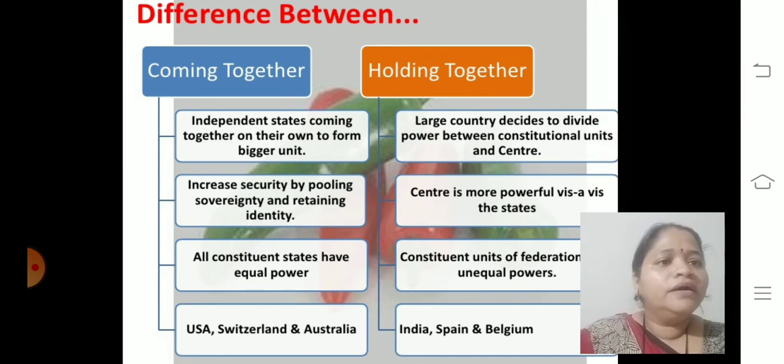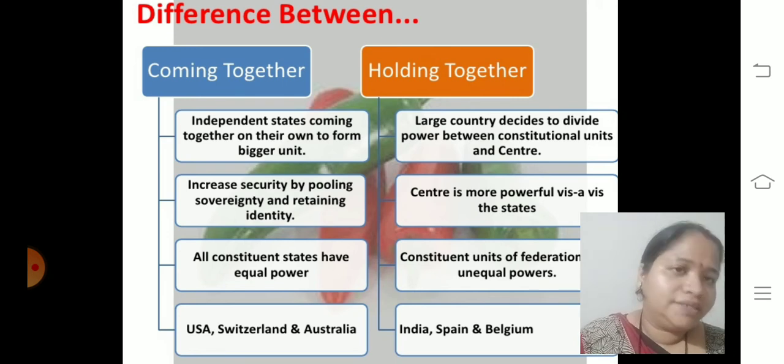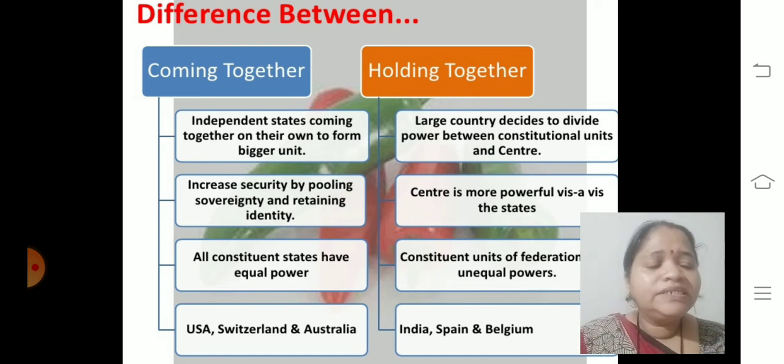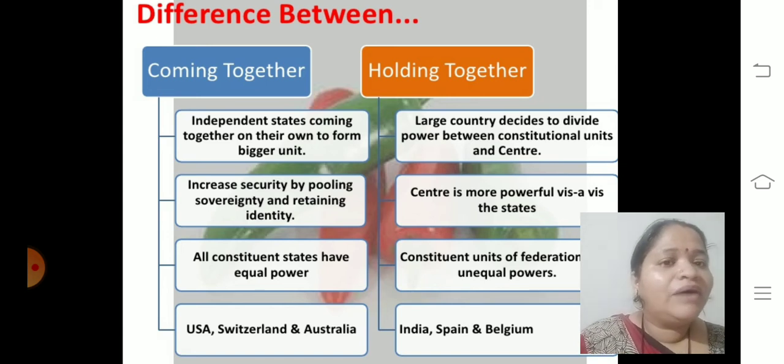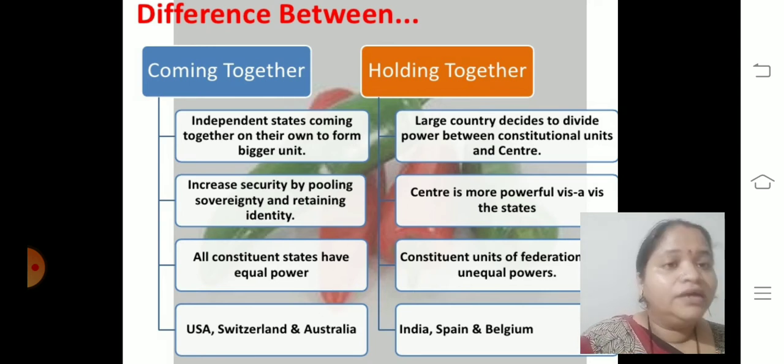What about holding together? Holding together means that a large country decides to divide power between whom? The constitutional units and the center, as I told you. See, both are federalism only. We are talking about another one, holding together. In coming together, all are coming together. Here in holding together, we divide the power. How is the power divided? In coming together, power is divided equally, but in holding together, the center is superior and more powerful, and vice versa the state. Getting it? Power is divided.